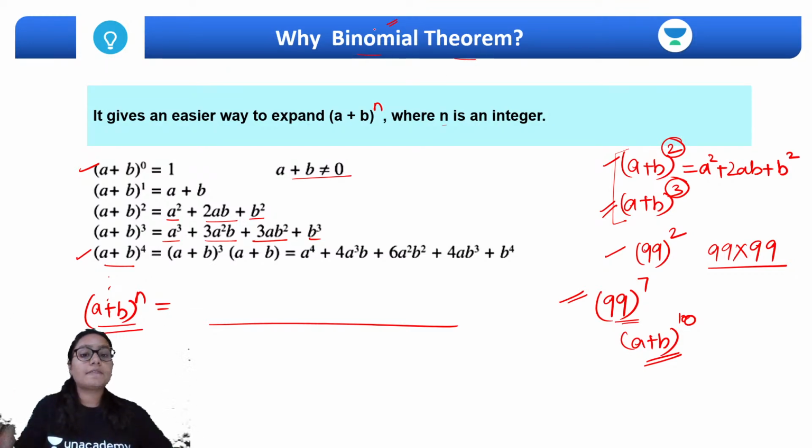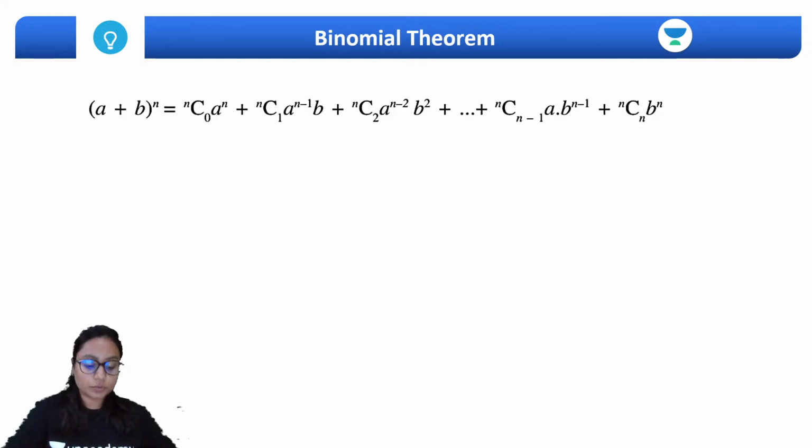binomial theorem. Why binomial? Bi means 2, and here there are two terms, a and b. That is why this is known as binomial theorem. Okay, let us continue further. Now let us understand what is binomial theorem. So this is your binomial theorem.